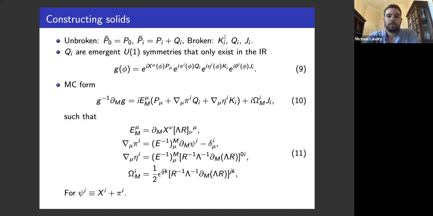So, I'm going to use K for boosts, J for rotations, and P for translations. We parameterize the coset in the usual way. If you compute the Maurer-Cartan one-form, you find that it has this form, where lambda is just a compact way of writing this boost term, and R is a compact way of writing this rotation term. The exact form of these things you don't need to take notes on. It's just there for future reference. But the point is that we can now use these building blocks to construct an effective action.